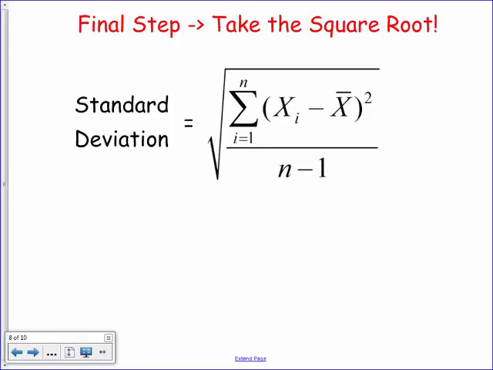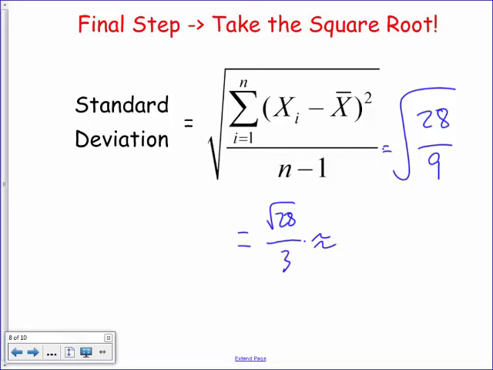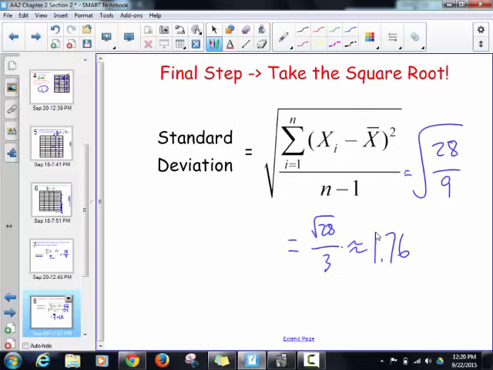And so standard deviation, so here we go, equals the square root of 28 over 9. So that's really the square root of 28 over the square root of 9, which is 3, which is approximately 1.76 right in there. Okay, so that took a little bit of time.